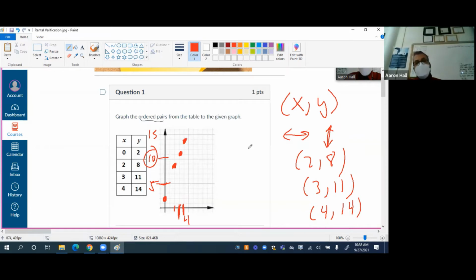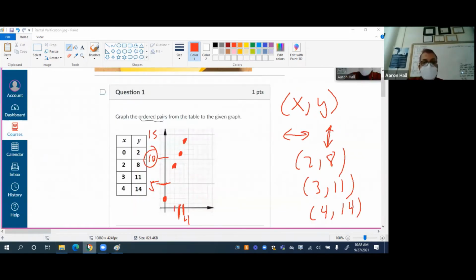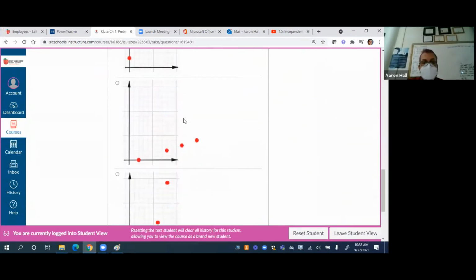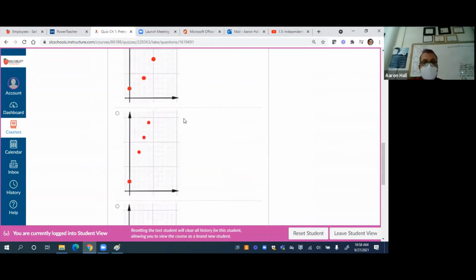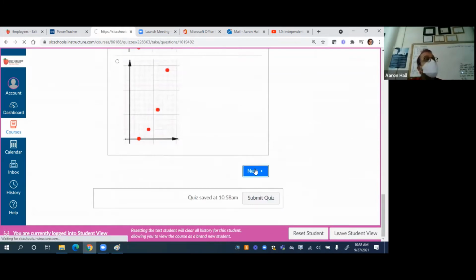Do I have that as one of these graph choices? Is that even a choice? So I'm going to look at my choices here. I'm going to scroll down. Did that look like any of my choices? Did that sort of look like this one right here? So that's the one I'm going to select. And then I go on to the next one. Any questions about the first one?